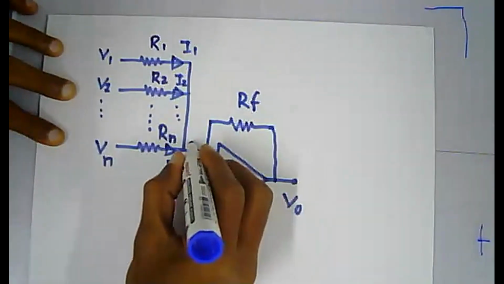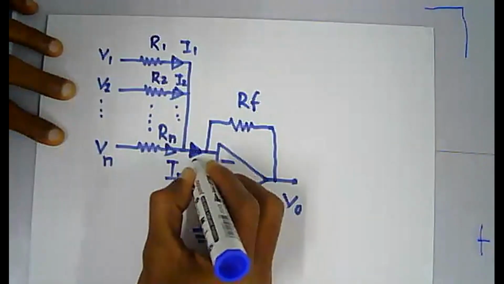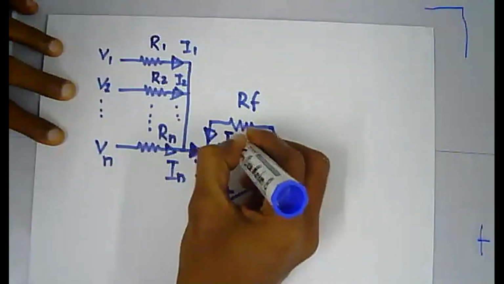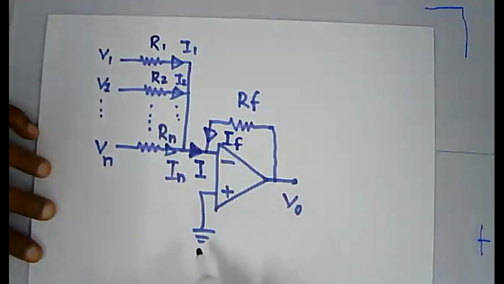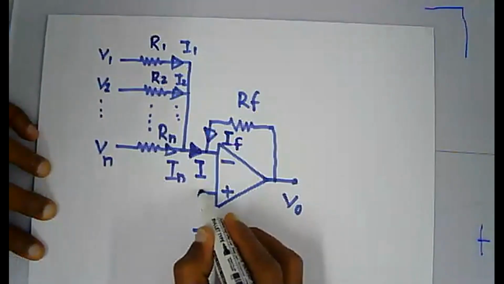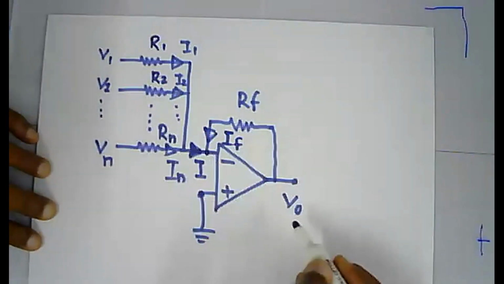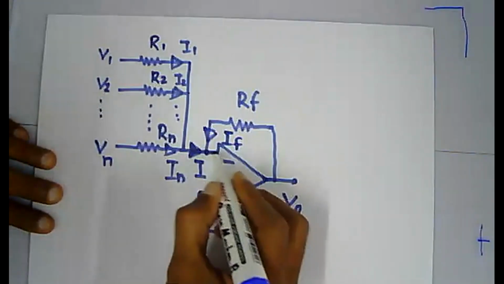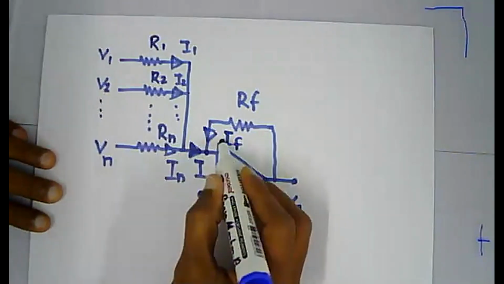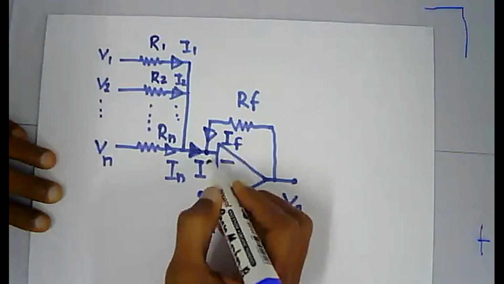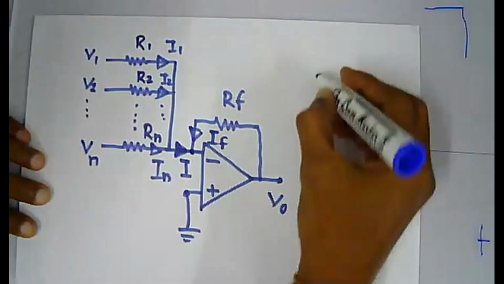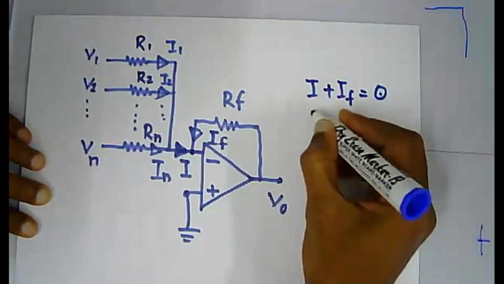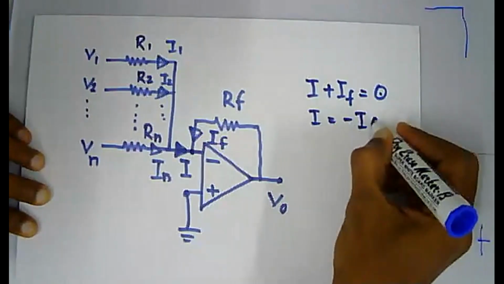Rf. So here you have a current I, and this current is If. Similar to your non-inverting amplifier, the voltage at this point is 0, and the voltage at this point is also 0. Since the operational amplifier does not draw any current, using Kirchhoff's law, I plus If becomes 0. So I plus If equals 0, hence I equals minus If.